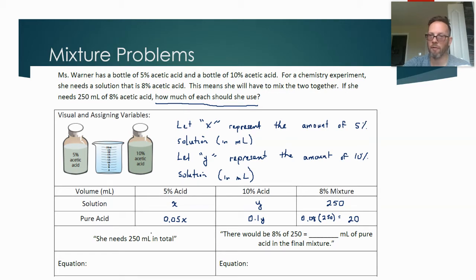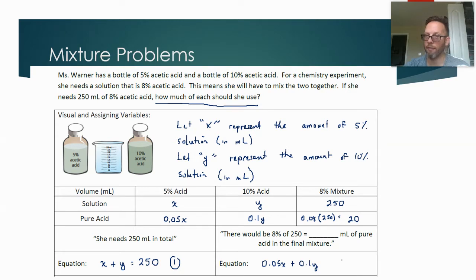She needs 250 milliliters in total. So equation 1 would be, well, I'm pouring in X of the weak stuff and Y of the strong stuff, and it has to give me 250 in total. And then for our second equation, well, in the weak acid, I'm pouring in this much acid. It's 0.05X. From the second one, I'm pouring in 0.1 times Y.